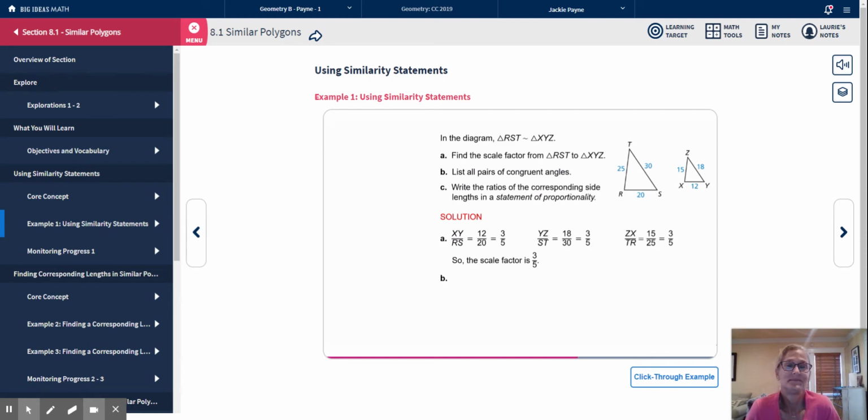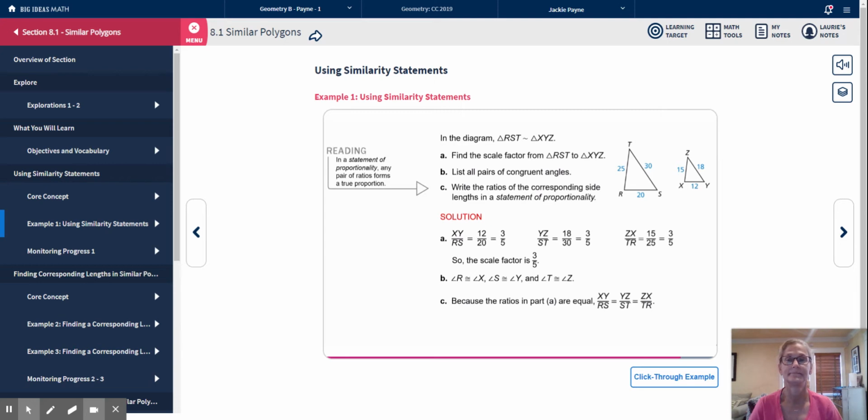Part B. In similar triangles, corresponding angles are congruent. This means angle R is congruent to angle X, angle S is congruent to angle Y, and angle T is congruent to angle Z. Part C. Because the ratios in Part A are equal, you can write XY divided by RS is equal to YZ divided by ST, which is equal to ZX divided by TR. In a statement of proportionality, any pair of ratios forms a true proportion.